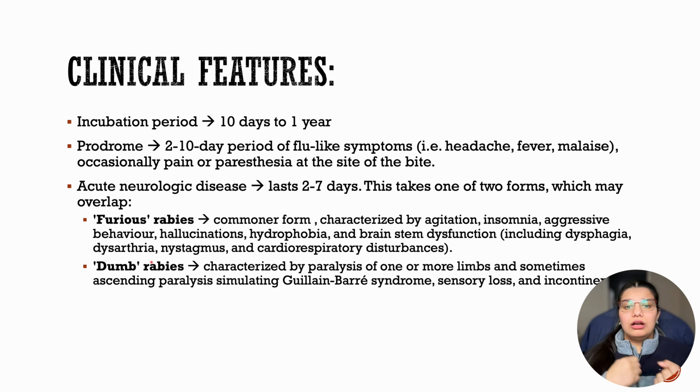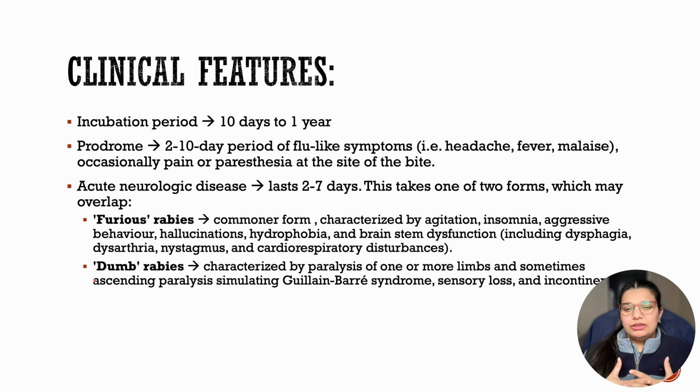Why furious? Imagine a patient who is furious, agitated, can't sleep, has insomnia, aggressive behavior, hallucinations, hydrophobia, brainstem dysfunction, which can present in various findings like dysphagia, dysarthria, nystagmus, even cardiorespiratory disturbances. And dumb rabies is another presentation, and these two forms can even overlap in a patient.